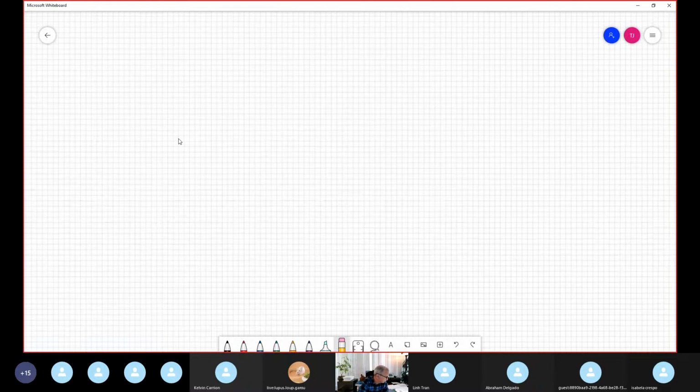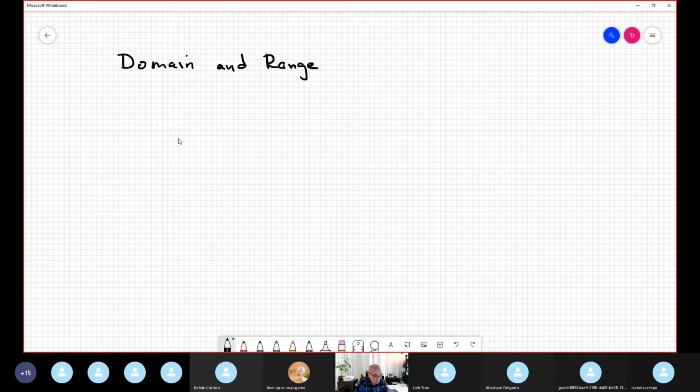So now I want to illustrate how we determine domain and range. This is the most important part. Domain and range of a function using the graph.